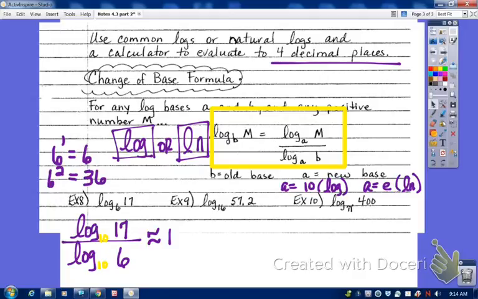1.5812. I agree with that. Mary Frances is going to make sense of this answer. And that is the solution of the log. That is what you're going to raise 6 to. That's going to give you 17.